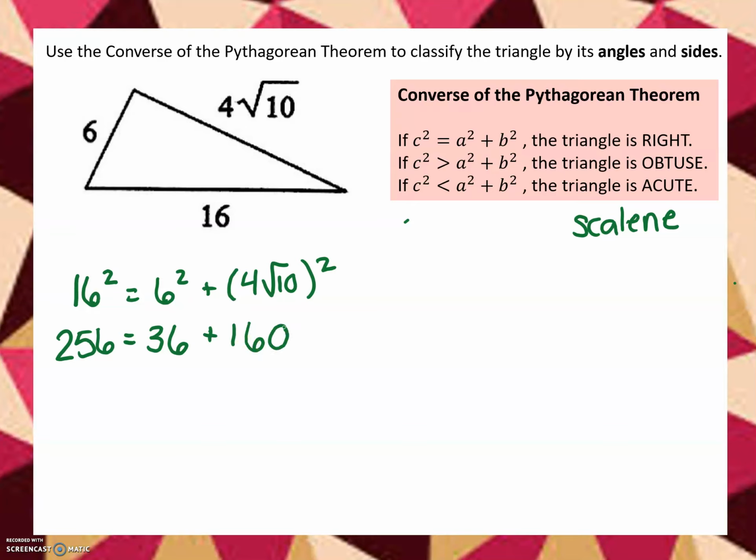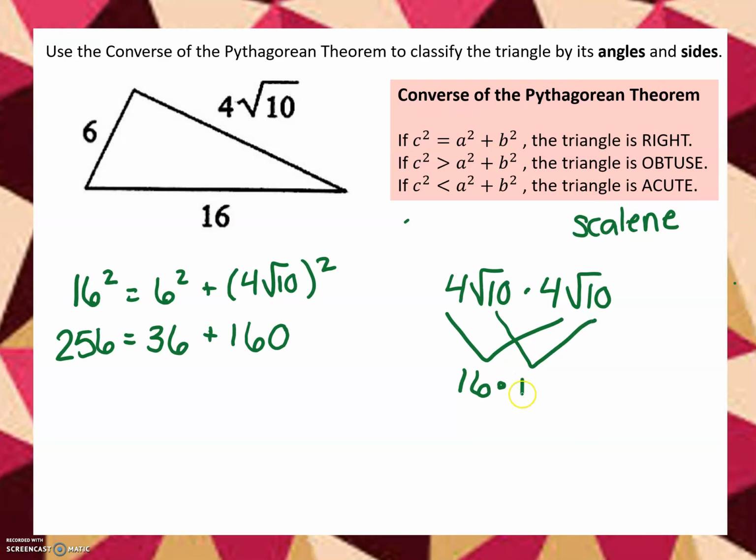Now, if you're not sure about squaring the radical, remember that anything squared is that times itself. So 4 root 10 squared is 4 root 10 times 4 root 10, which is 16 times, and then root 10 times root 10 is just 10. 16 times 10, which is 160. Or you can just put it in parentheses in your calculator and square it, and you'll get the same thing.